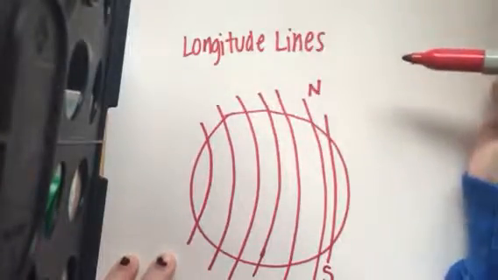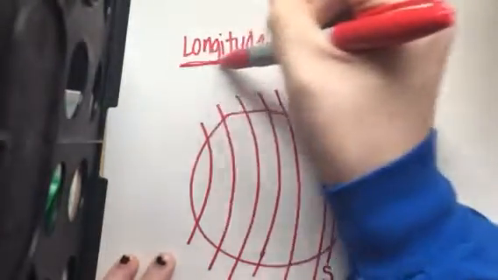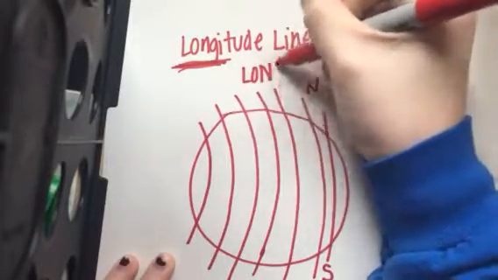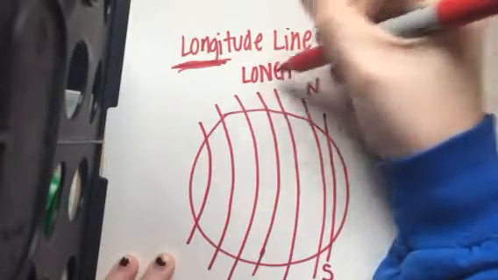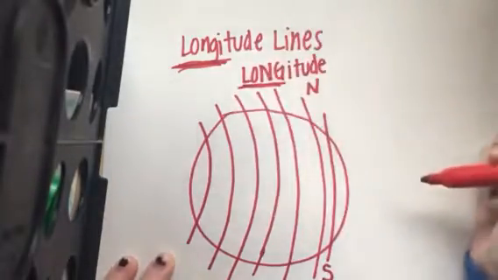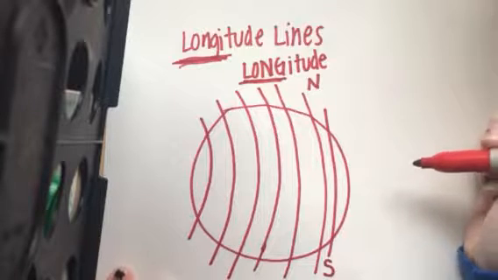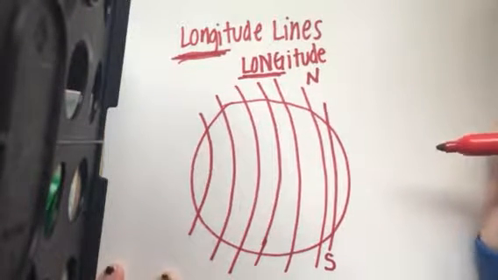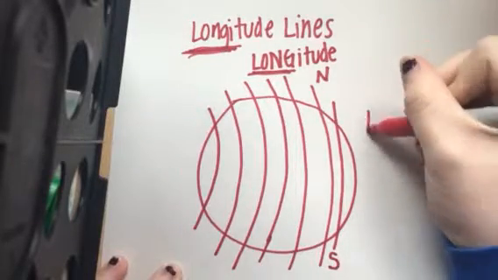Because when we look at the word longitude, we see the word long. We can remember that these are the tall and long longitude lines. One of the most common lines that we will talk about in class that's a line of longitude is the prime meridian.